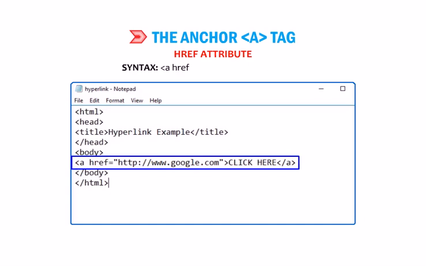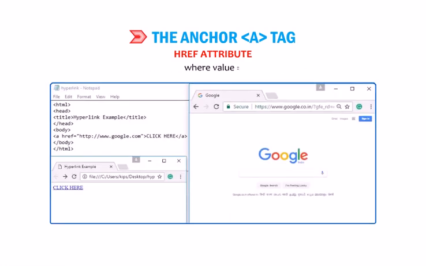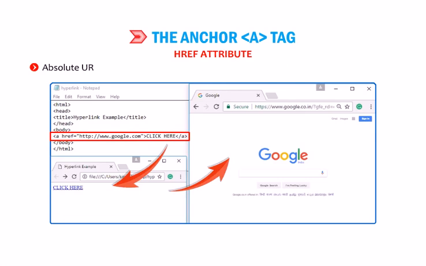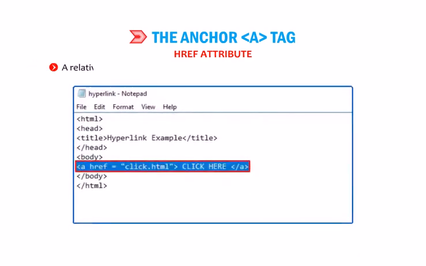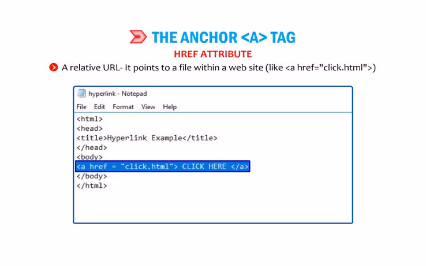Syntax: <a href="value">Click here</a>, where value equals an absolute URL. It points to another website, like <a href="http://www.google.com/">. A relative URL points to a file within a website, like <a href="click.html">.